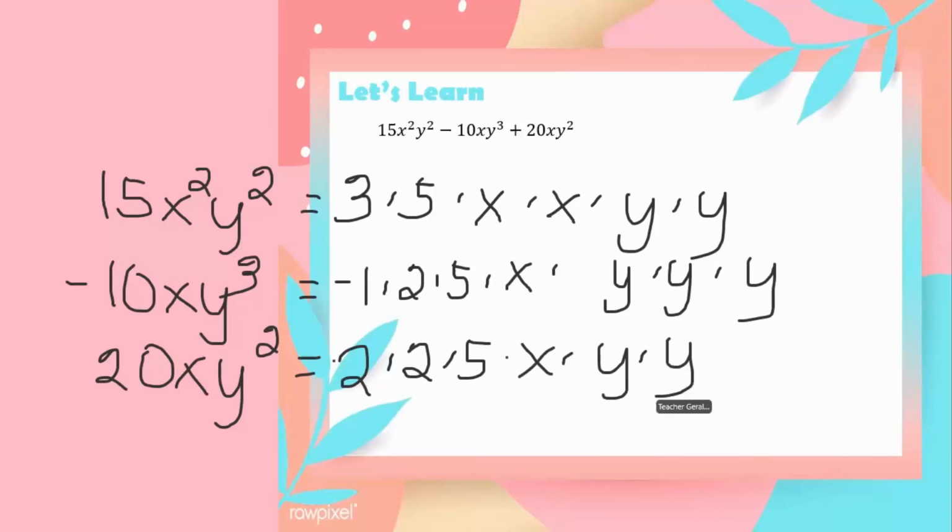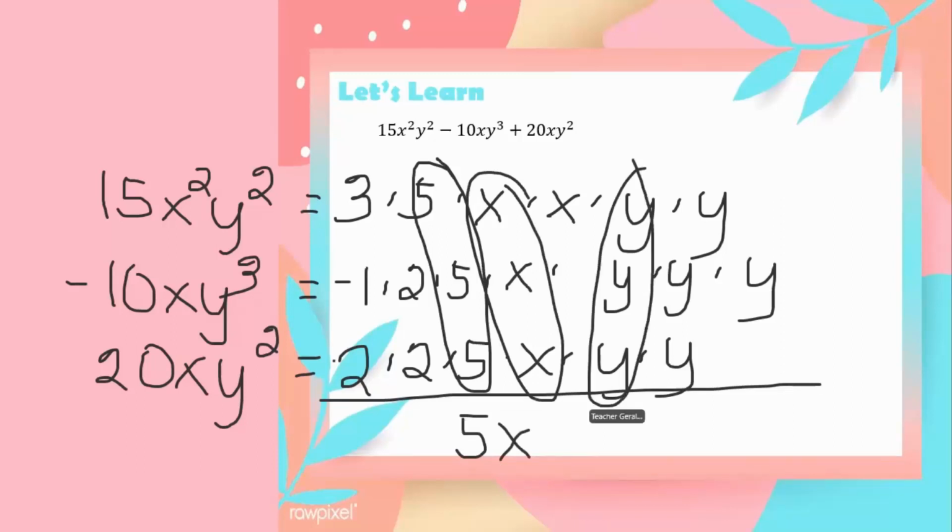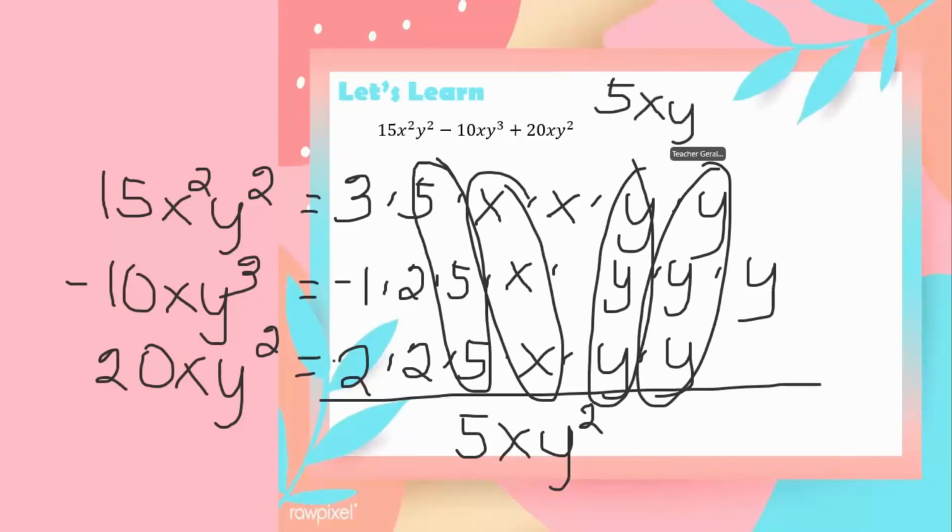Okay, so let us try to get the common monomial factor of these terms. Ang common lang dito sa kanila ay 5. So let's put 5 here sa baba. And we also have x, and then another y, and another y. So the common monomial factor for these terms is 5xy squared. Sulat natin dito, 5xy squared.